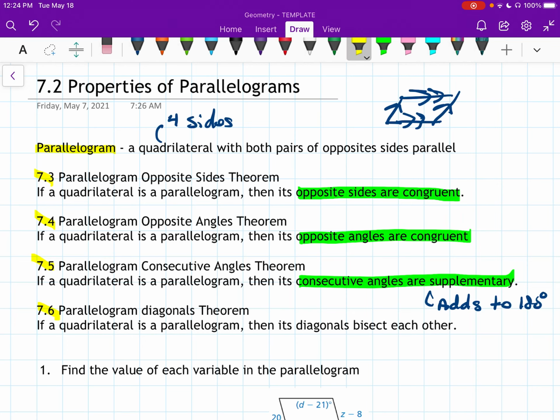Lastly, we have the parallelogram diagonals theorem. If a quadrilateral is a parallelogram, then its diagonals bisect each other. And to bisect means to cut in half.